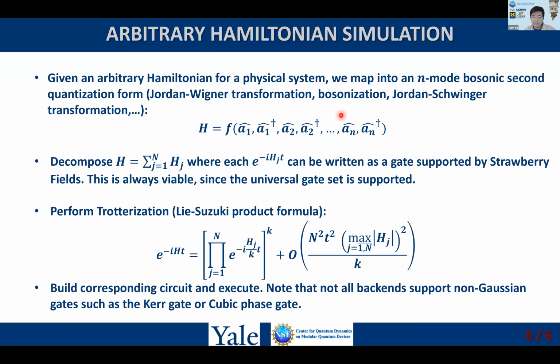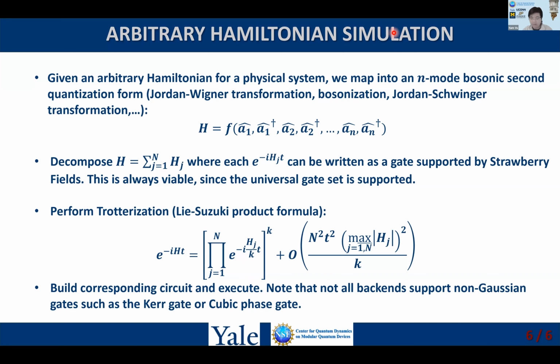And then you can decompose the time evolution operator based on the Lie-Suzuki product formula here, with the given error term. And from this structure, you can find the appropriate continuous variable gates that are implementable on Strawberry Fields, so that you can build a circuit, execute it, and even implement the variational quantum eigensolver to minimize the energy if necessary as well.